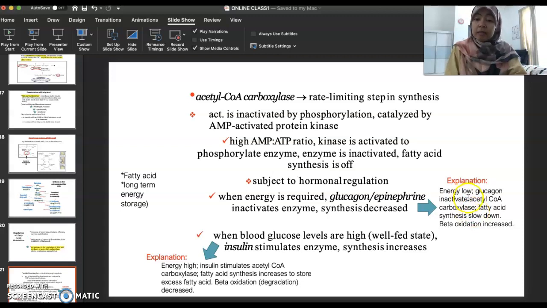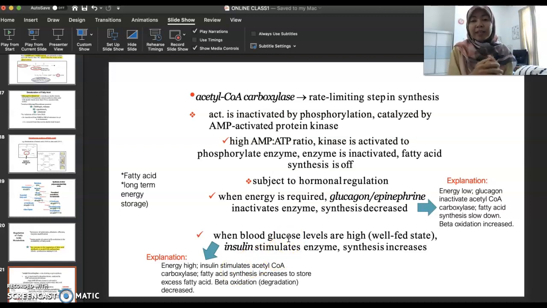tenaga yang sangat rendah, the glucagon will inactivate acetyl-CoA carboxylase enzyme. So the fatty acid synthesis will slow down. Okay, but your beta oxidation will increase sebab kamu memerlukan tenaga. So they need beta oxidation to break down your fatty acid to give out the energy. That is the meaning. But let's say the energy is high or the blood sugar level is high.